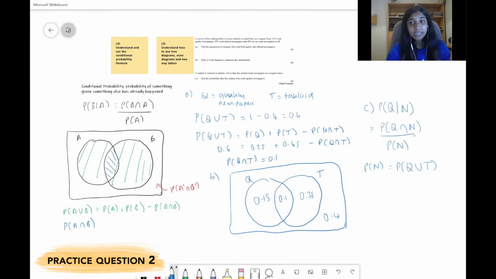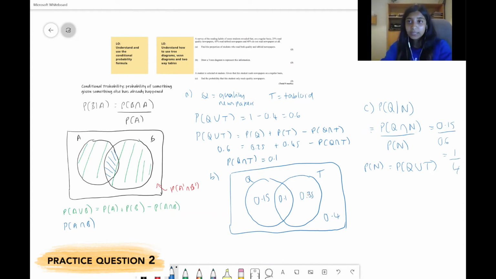So that's just the same as just reading quality. It will just be this bit. So only reading quality newspapers, not including your tabloids. So that would just be 0.15. And this will be over the probability of reading newspapers, which is just this whole area here, the whole union. So that's just over 0.6. And that will just simplify to 1/4.